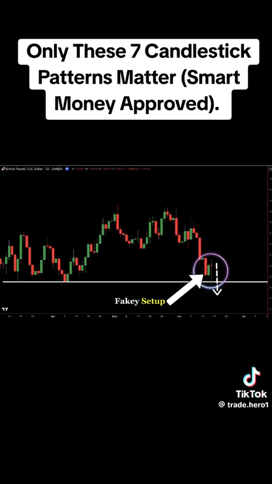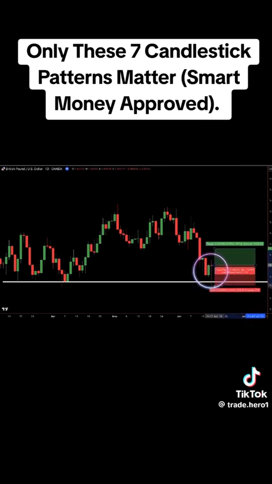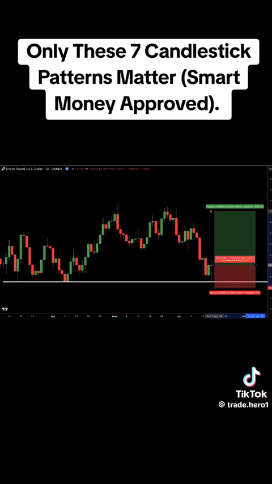Price fakes a breakout below the support, drawing in breakout sellers, then quickly snaps back inside the range. That's our signal. You can enter at the close of the fakey candle, place your stop loss just below the wick, and aim for the next logical target.